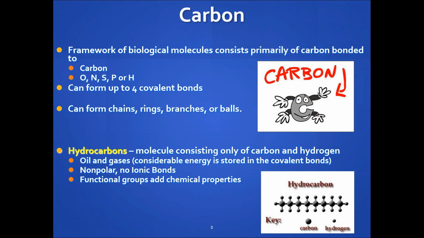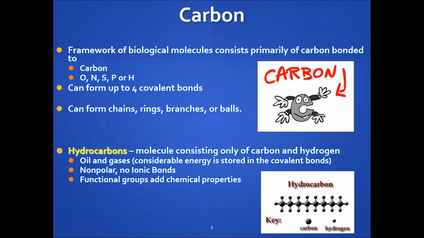And because of that, it can connect up and make lots of different shapes in terms of chains and rings, branches, and balls. A lot of what we see in molecules that are important for life, they all have carbon in them. So the basics of carbon is what we call hydrocarbons. This is where there's a hydrogen located at every single spot where carbon can bond. So what you see down here in the bottom right is the larger balls in the middle are carbon and the smaller ones are hydrogen.